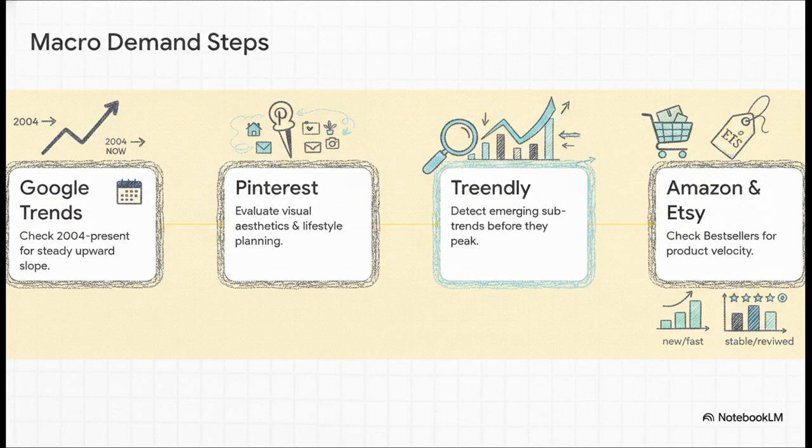Next, check Pinterest trends to evaluate high-intent lifestyle planning. Third, use Trendly's free tier to detect emerging sub-trends right before they peak. And lastly, mine Amazon's movers and shakers and Etsy's bestsellers list to check product velocity. If the top 100 products are all from just the last 6 months, it's way too volatile. If they have thousands of reviews spanning years, well, you know it's stable, even if it is competitive.